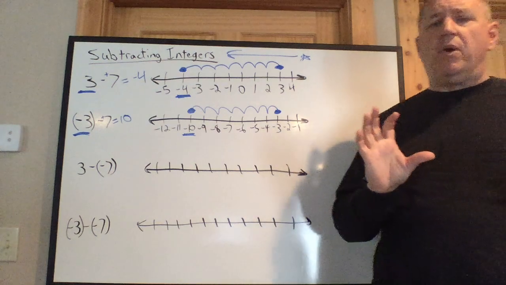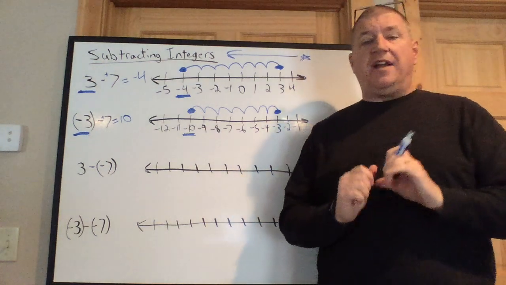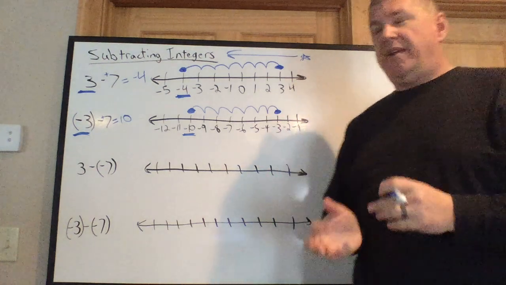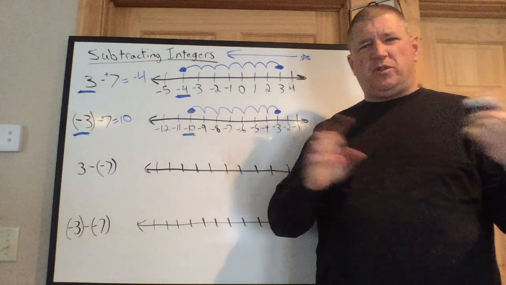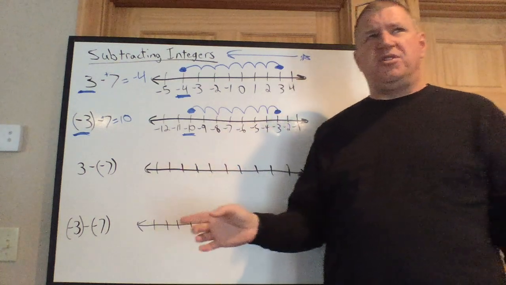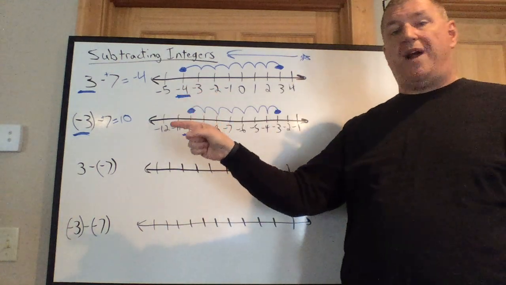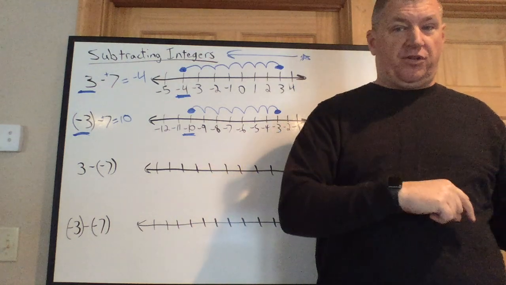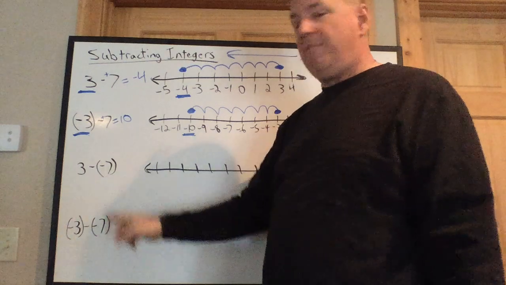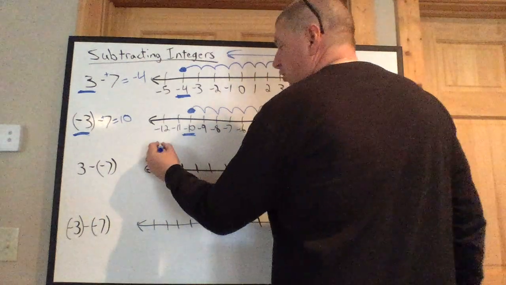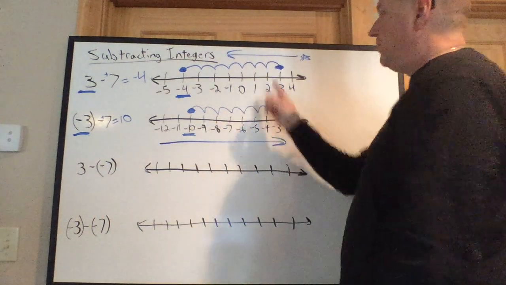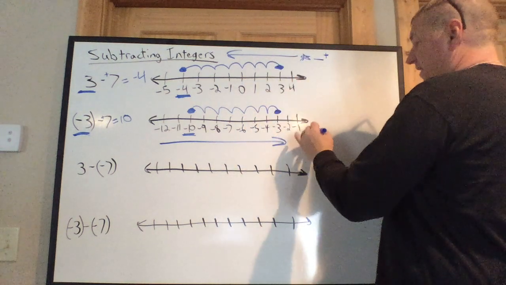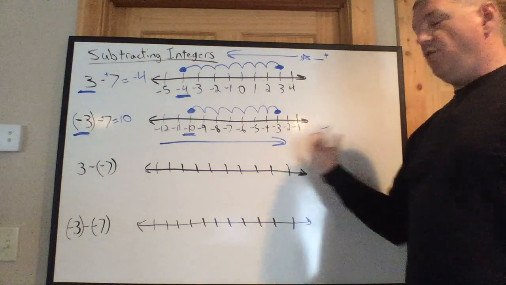Now we change things up just a little bit, and instead of subtracting a positive number, we're going to subtract a negative number. Just like we've talked about before, if I subtracted a positive number and I moved to the left, now I'm subtracting the opposite of that. So therefore, I'm going to have to move in that opposite direction. So subtracting a negative number means I'm going to end up moving to the right. If subtracting a positive number moves to the left, then subtracting a negative number moves me to the right.